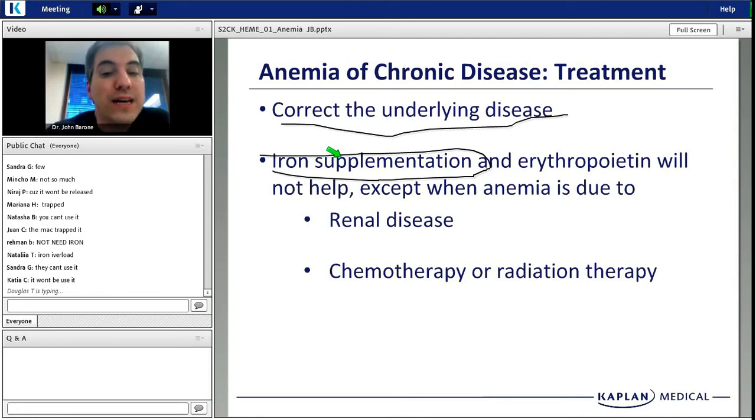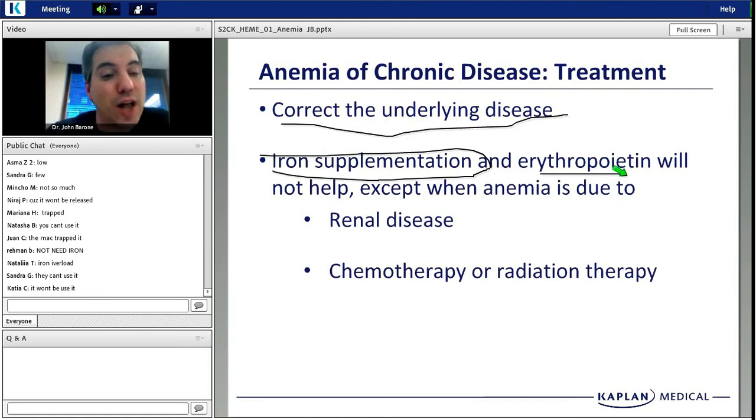Now, erythropoietin ain't going to work either. If you stimulate to make more red cells, they still can't make hemoglobin. Now, I would give erythropoietin if the chronic disease was renal disease, right? If your kidney doesn't work, you need EPO. Or if I gave chemo and I killed the bone marrow, to help the bone marrow come back, I'd give EPO. Okay, but still, you got to treat the underlying disease. And again, if it's kidney disease, give them EPO and get them a transplant. Get them a new kidney.